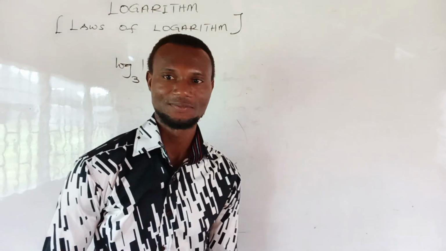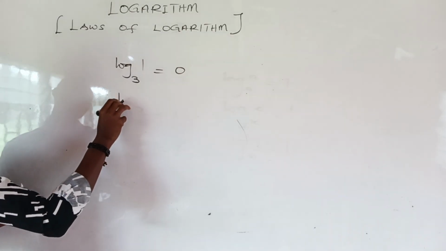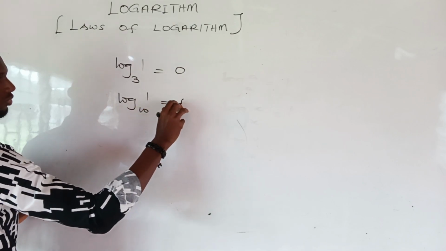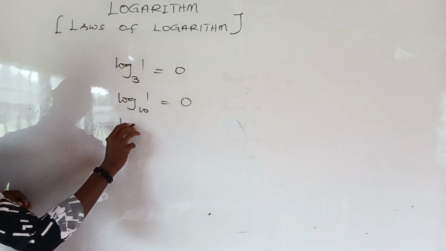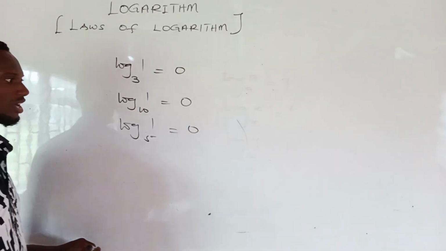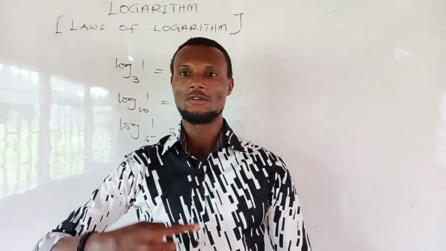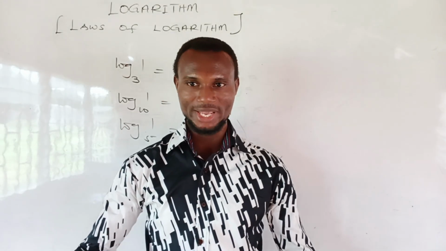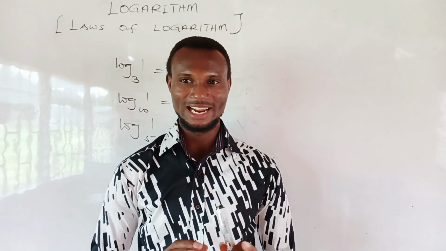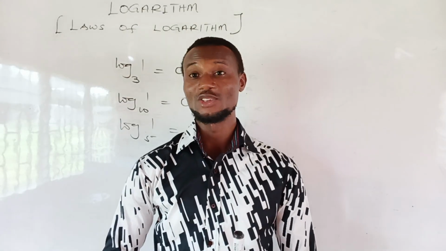Think of any other base that you can consider. Let's say the log of 1 to the base 10 is always equal to 0. Let's say the log of 1 to the base 5 is always equal to 0. So that is the meaning of that property: the log of 1 to any base is always equal to 0. I hope you understand up to this point. So these are the two basic properties you are supposed to know.